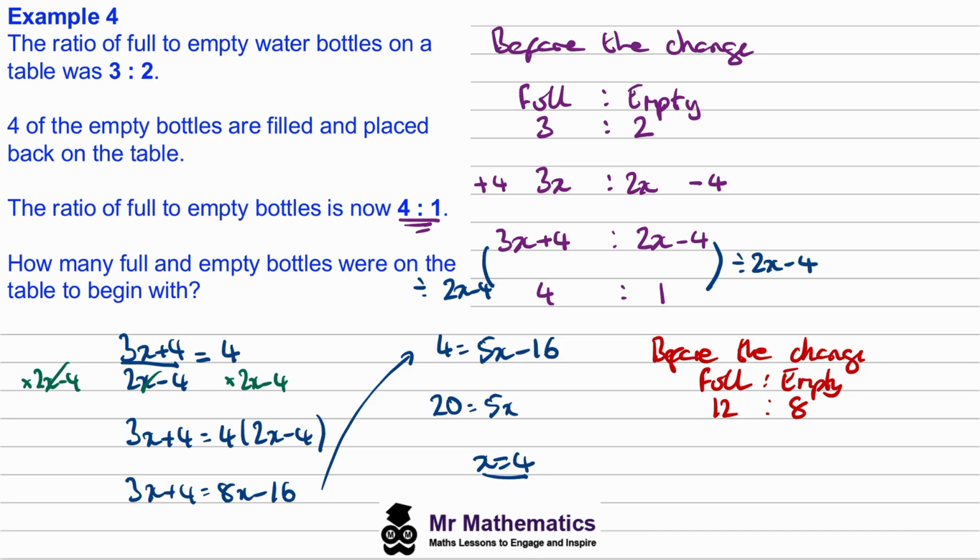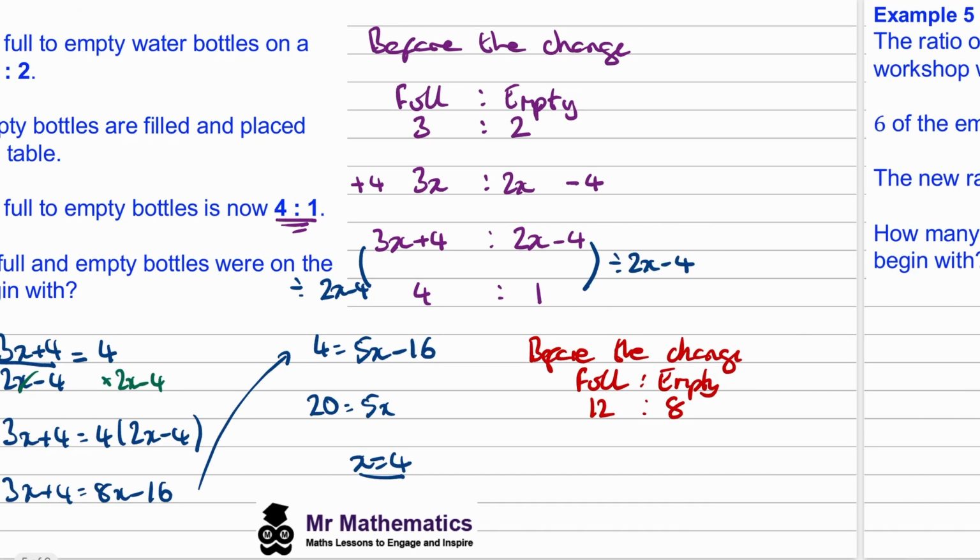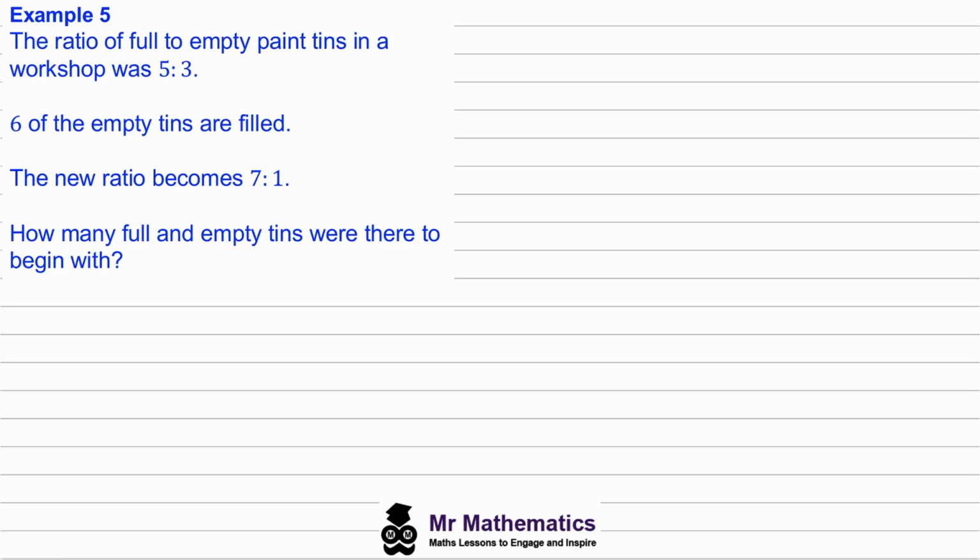Okay? Let's try the problem solving question. So in our final question, we're told that the ratio of full to empty paint tins in a workshop was 5 to 3. 6 of the empty tins are filled, and the ratio becomes 7 to 1. Do you want to try and work out the number of full and empty tins in a workshop to begin with? You can pause the video and come back when you're ready. Okay, so I'll come back.